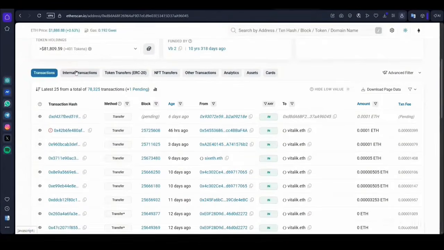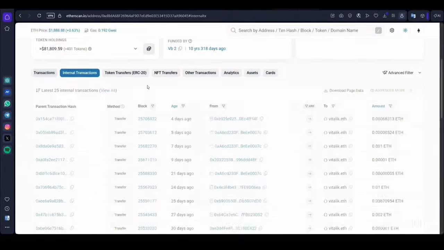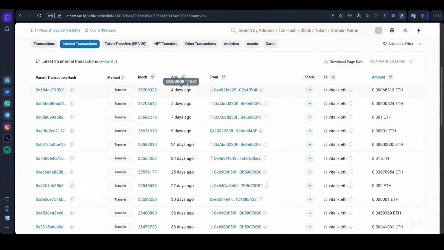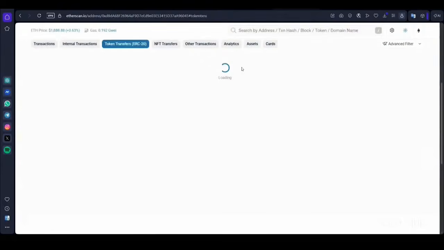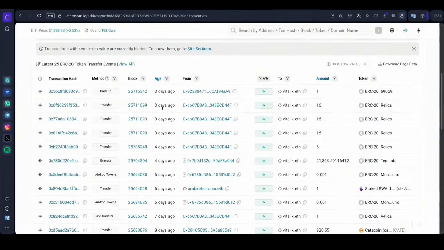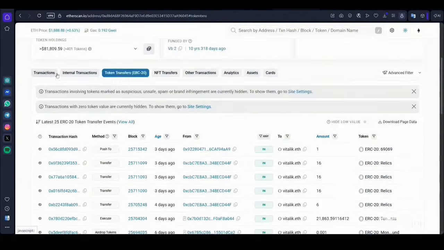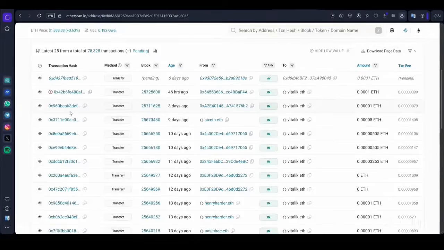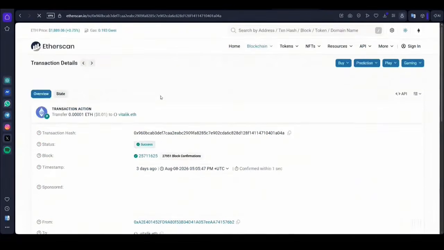Here we also have transactions. These are direct Ethereum transfers and interactions with smart contracts. Internal transactions are internal transfers from contracts, and token transfers ERC20 are the movement of all altcoins between wallets, between addresses. Let's take a look, for example, at this specific transaction right here on the screen.